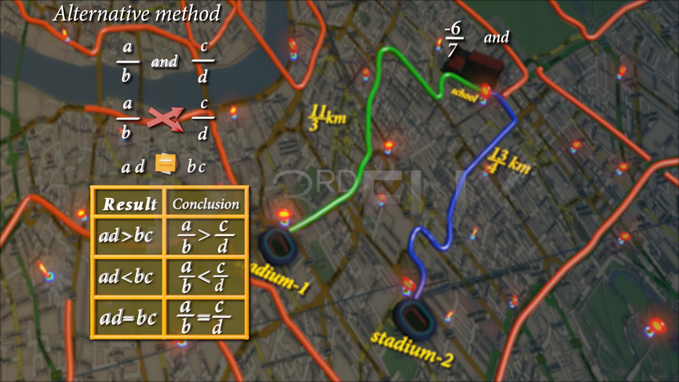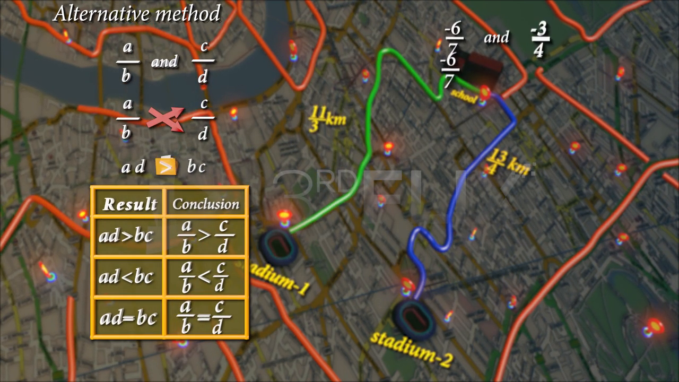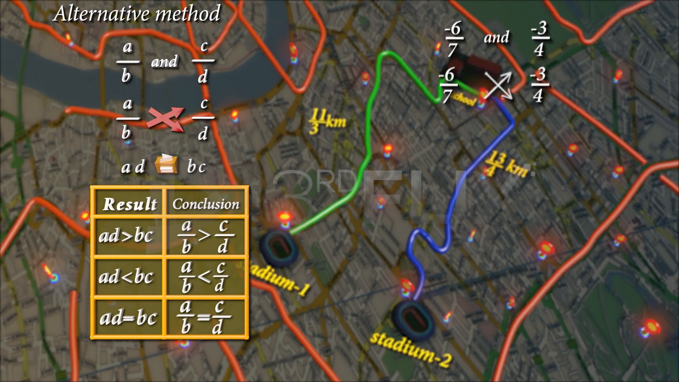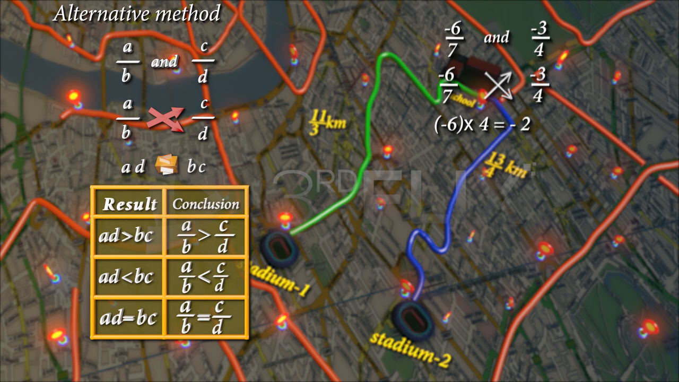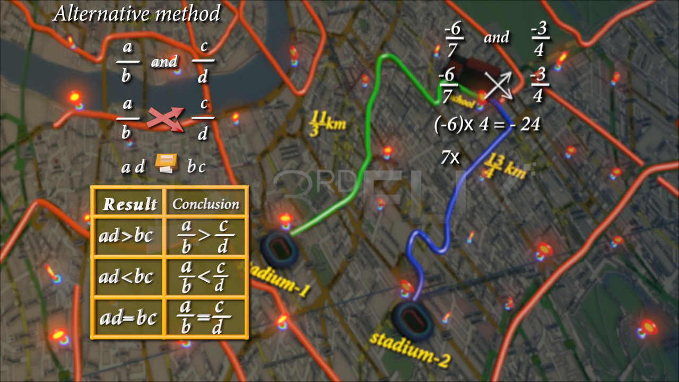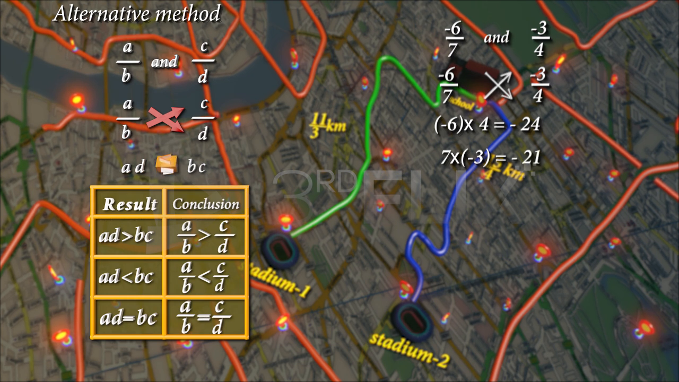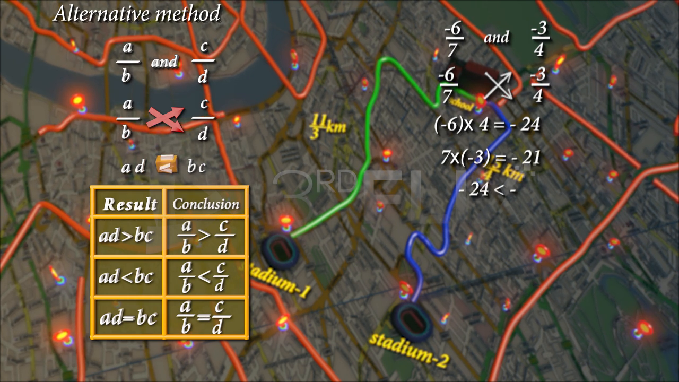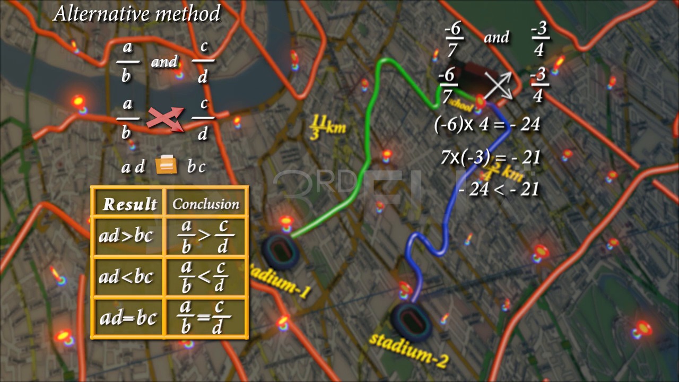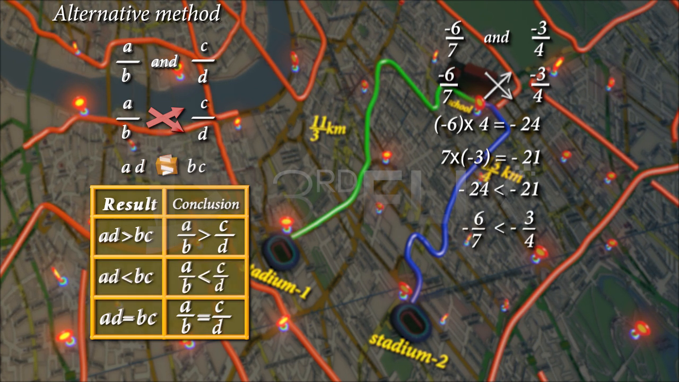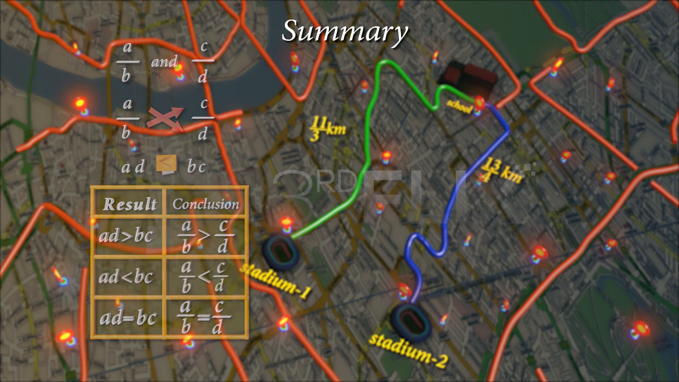Now, let us compare -6/7 and -3/4. Cross-multiply the rational numbers. -6 × 4 equals -24 and 7 × -3 equals -21. -24 is less than -21. Therefore, -6/7 is less than -3/4. Summary.